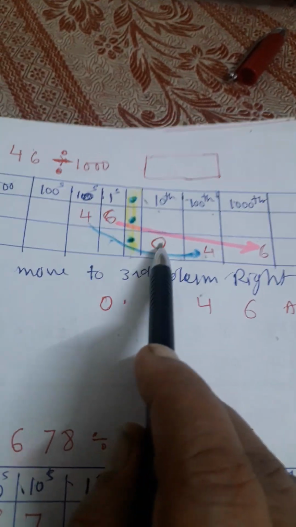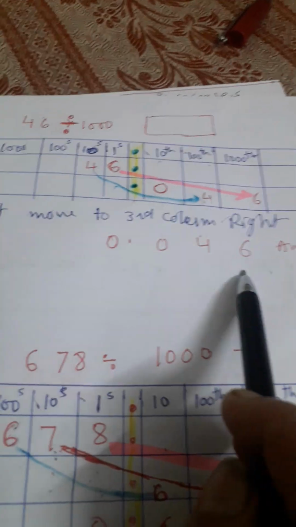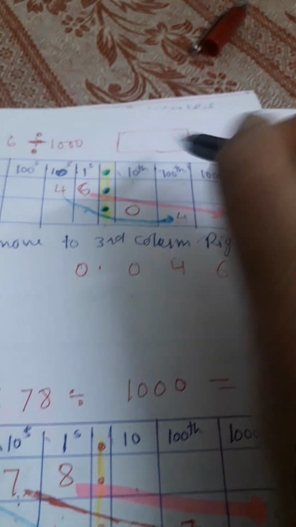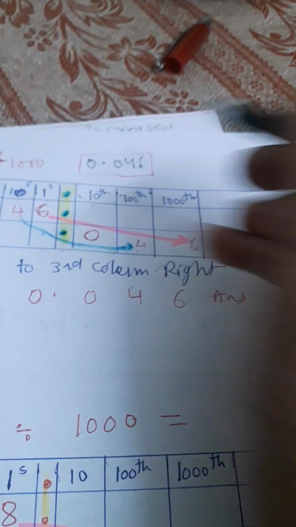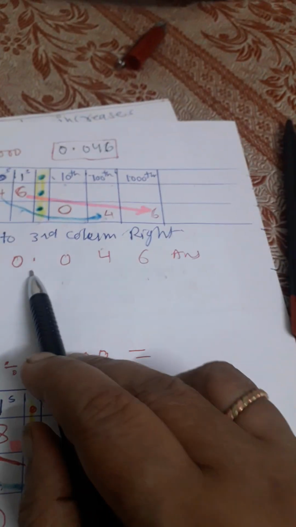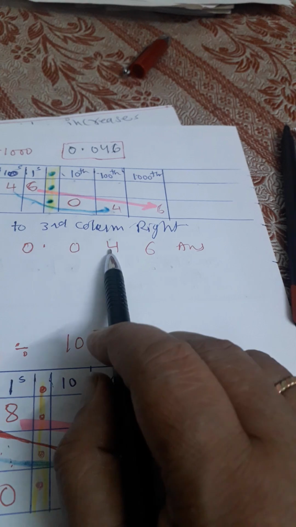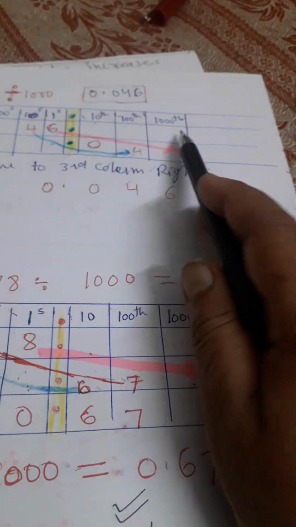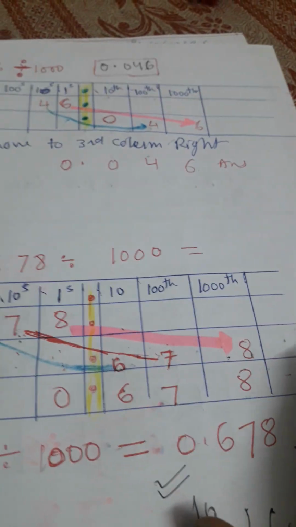So you have to write 0.046. So 46 divided by 1000 is equal to 0.046. See, this is coming to this place. Clear to you? 10th, 100th and 1000th place. See, it is so reduced. It is coming to the 1000th place. Right? Clear to you?